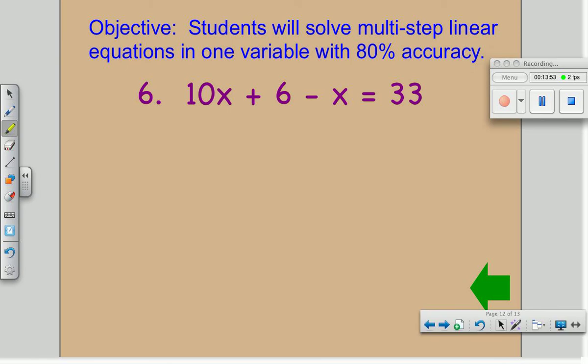And our last problem is number 6. 10x plus 6 minus x equals 33. So again, first we're going to combine like terms. So let's find them. We have 10x and we have minus x. So 10x minus x, don't forget that there's an invisible 1 as the coefficient in front of that x. And when you combine them, 10x minus 1x is 9x. Write the rest of the problem, plus 6 equals 33. So your first step was to combine like terms.